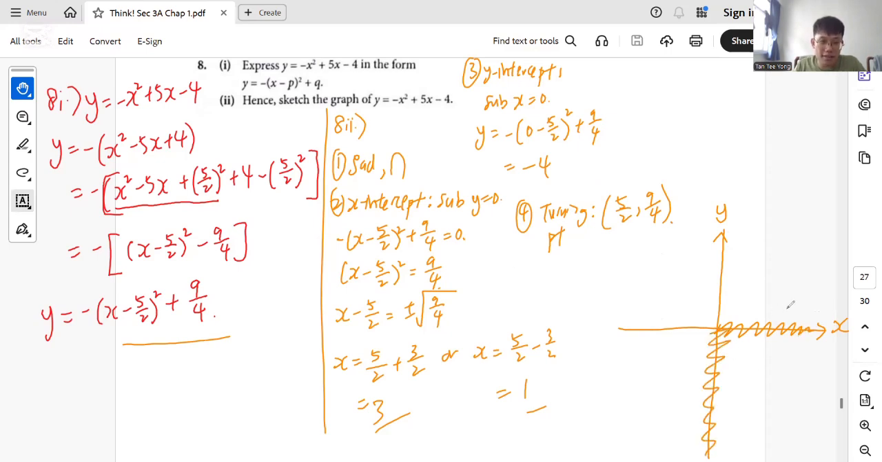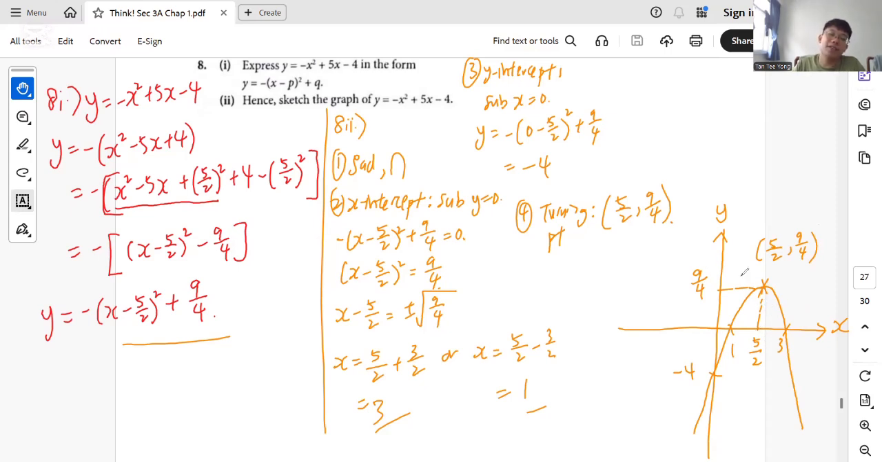Okay, so as you can see, it's coming to life already. And then after that, the turning point is here. So that means my graph is going to look like that. Let me erase all those, and then it's just going to look like that. So this is 1, 3, and this one is -4. Turning point, 5 over 2, comma, 9 over 4. So this is 9 over 4, and this is 5 over 2, which is like 2.5.